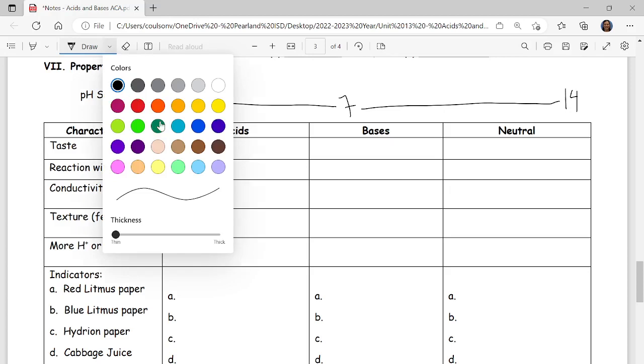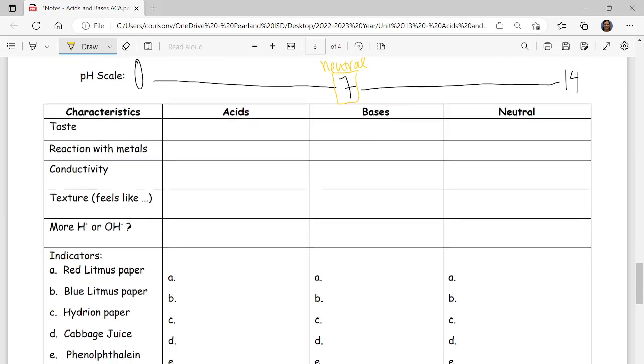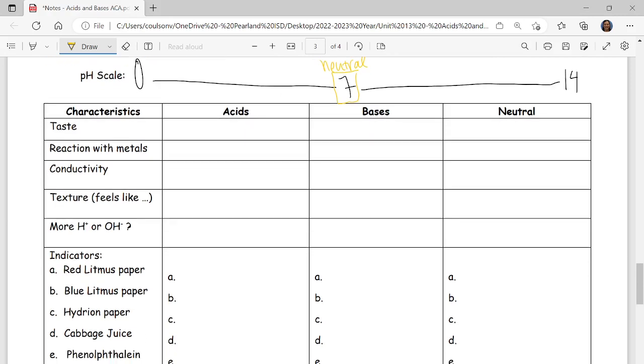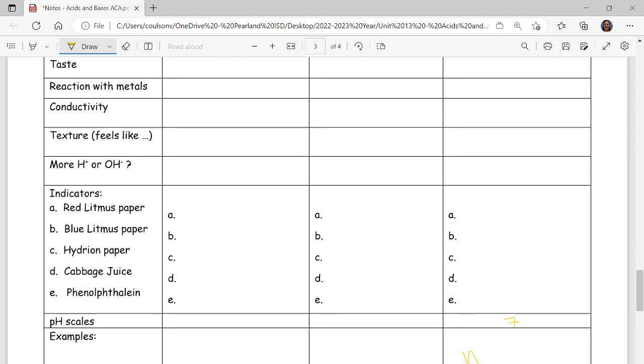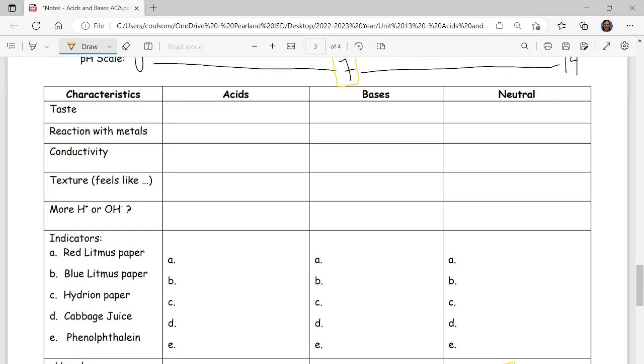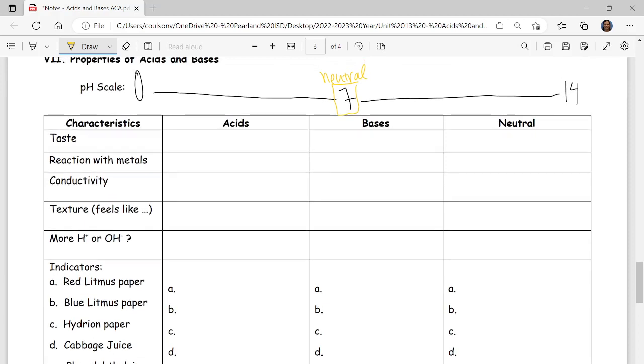And so we'll go from the middle first. I'm going to use this color. So a 7 would be what we call a neutral solution. So I'm going to put down here where it says pH scales, 7 is neutral. And the example that I always go to for this one is just water. A lot of things are really close to neutral, but water is true neutral, just normal water.